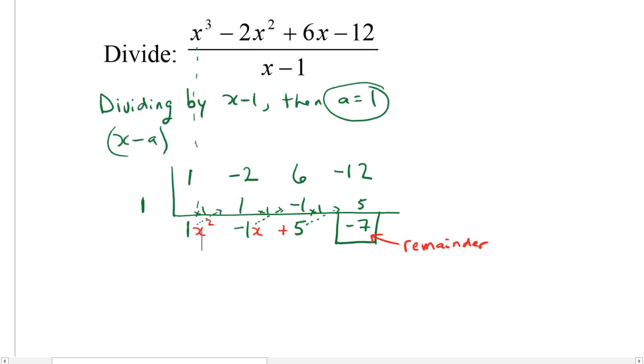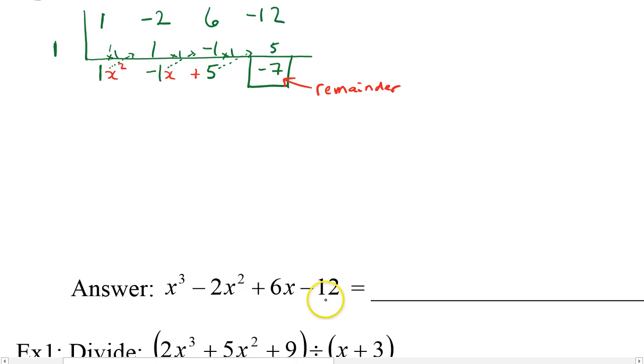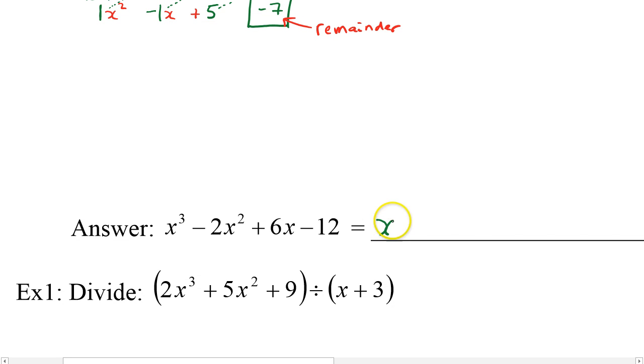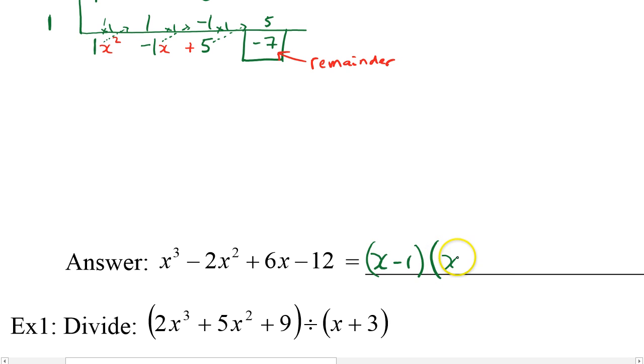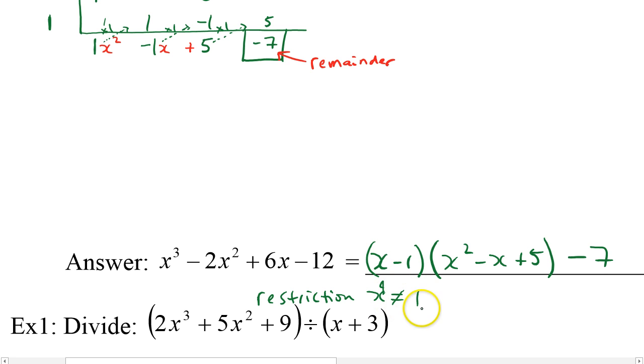So if I'm going to write out my answer here, when I write this answer here, I was dividing by x minus 1, so it's going to be x minus 1 times, well, what was my quotient? x squared minus x plus 5. And then my remainder, minus 7. Okay, and my restriction, doesn't have it in here, but my restriction is that x cannot be equal to 1.